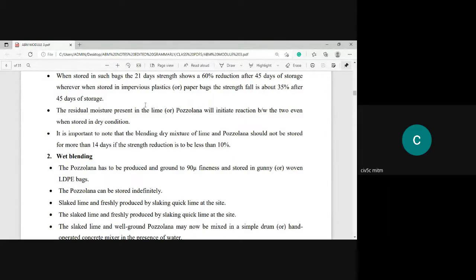So the calcium hydroxide, when mixed with pozzolana, will react, because pozzolana has a tendency to react with lime in the presence of moisture. So this reaction will happen, and it may get hardened. If you store it for a number of days, it will lose its performance, so that it will become not useful material, or you cannot use that material.